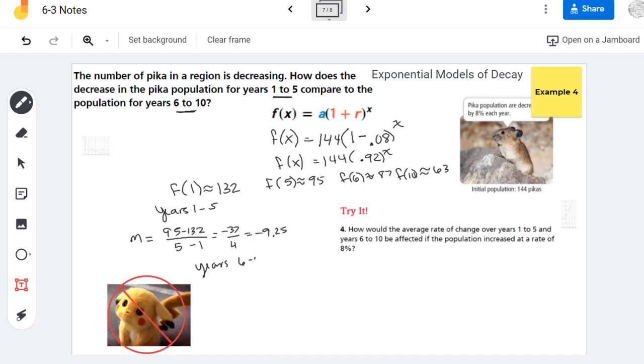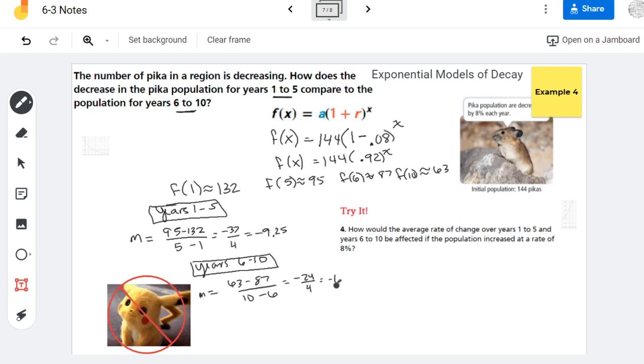Now let's check out years 6 through 10. So my slope in this case, I'm going to do the 63 minus 87, because that's my change in my y value. And then my change in my x value would be 10 minus 6. So 63 minus 87 is negative 24. 10 minus 6 is 4. So we're looking at negative 6 for our average rate of change.